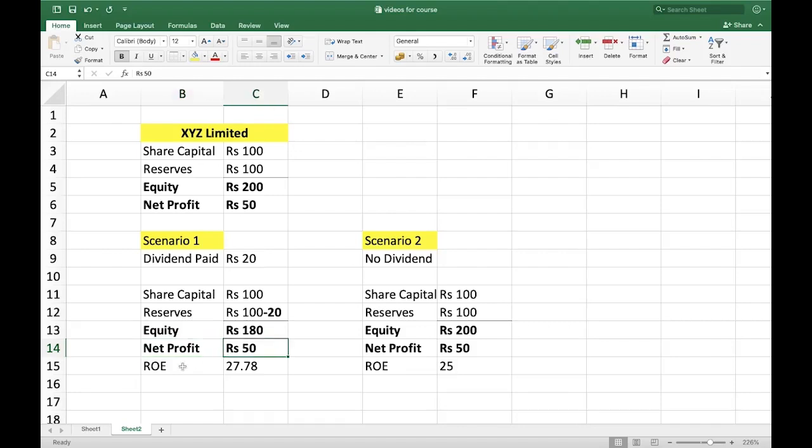The net profit is rupees 50, so ROE, which is net profit upon equity into 100, will be approximately 28%. While if the company does not pay any dividend, the share capital, the reserves and the equity will stand at rupees 200 only. Net profit will be rupees 50 and ROE will be 25%. So ROE has increased from 25 to 28 just by paying a dividend.